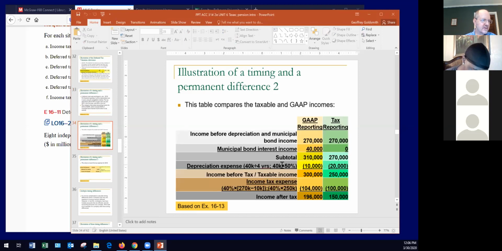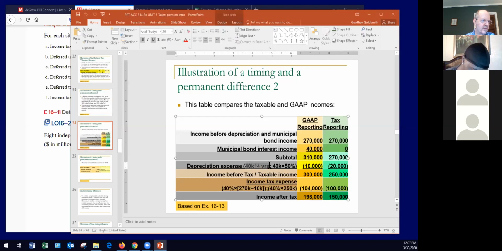Then they record depreciation expense in this year. Straight line method for financial reporting, $40,000 divided by 4 years is $10,000. Double declining balance method for tax return would be $20,000. So then the income before tax for GAAP would be $300,000. Take away the $10,000 depreciation expense. For the IRS, it would be $250,000. Now, for the IRS, you take the $250,000 and multiply it by the 40% tax rate, because this is the old book. It's not updated, and it's using the old tax rate of 40%. So that's $100,000, and income after tax would be $150,000.